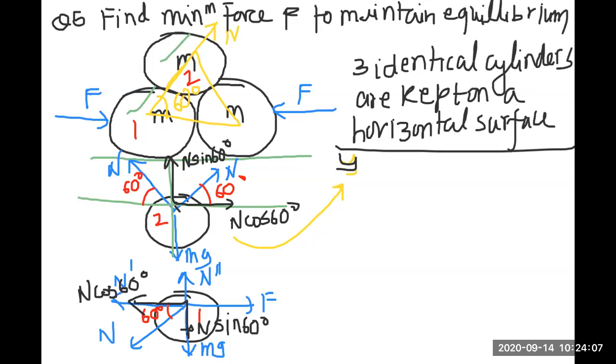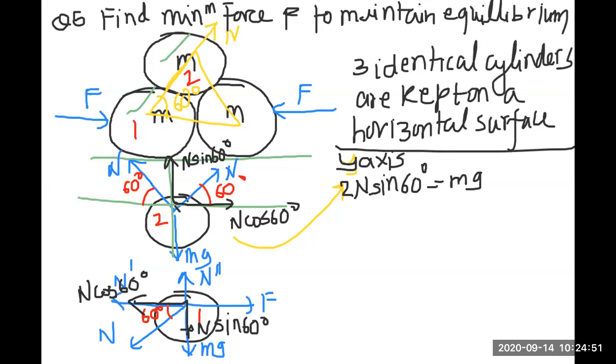The moment I wrote both the normal reactions as n, this means that I have already considered the fact that horizontally the forces are going to be equal, and therefore I don't need to worry about the x-axis. So y-axis के along यहाँ पे आएगा n sin 60 is equal to mg.